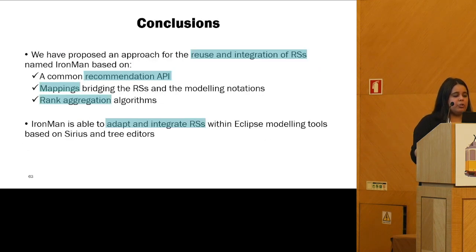So as conclusions, we have proposed an approach to reuse and integrate recommender systems, and named it IronMan, based on a common recommendation API, mappings bridging the recommender system and the modeling notations, and rank aggregation algorithms. So IronMan is able to adapt and integrate recommender systems within Eclipse modeling tools based on Sirius and 3 editors.